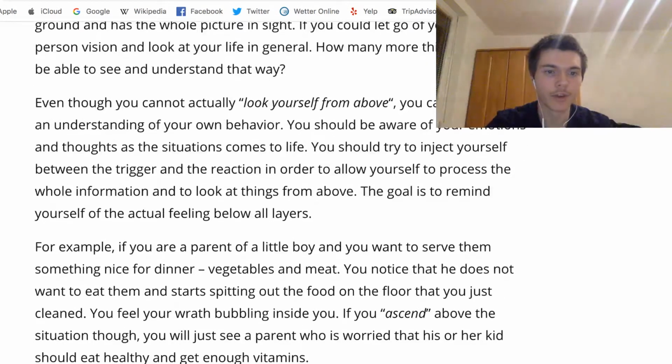For example, if you are a parent of a little boy and you want to serve him something nice for dinner, vegetables and meat, you notice that he does not want to eat them and starts spitting out the food on the floor that you just cleaned. You feel your wrath bubbling inside you. If you ascend above the situation, though, you will just see a parent who is worried that his or her child should eat healthy and get enough vitamins.